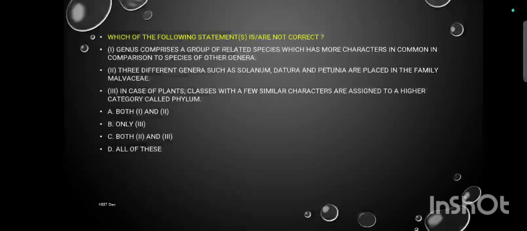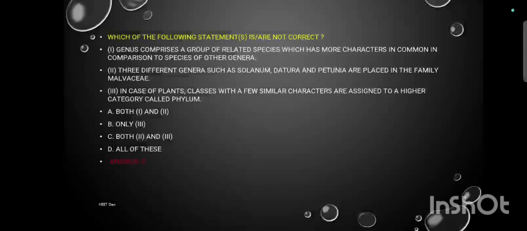Question: which of the following statements is or are not correct? Statement 1. Genus comprises a group of related species which has more characters in common in comparison to species of other genera. Statement 2. Three different genera such as Solanum, Datura and Petunia are placed in family Malvaceae. And statement 3. In case of plants, classes with few similar characters are assigned to a higher category called phylum. So, the correct option here is C, that is statements 2 and 3 are not correct.